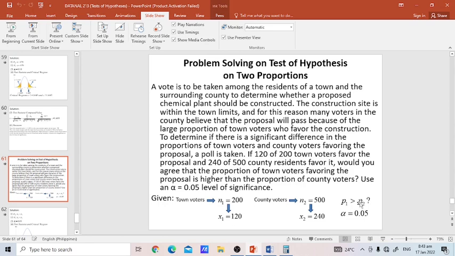So, P1 greater than P sub 2? Question: P1 is for town voters, P2 is for county voters. Use an alpha equals 0.05 level of significance. If you notice, class, we used greater than because of the word higher. Okay? So, it's a one-tailed test.